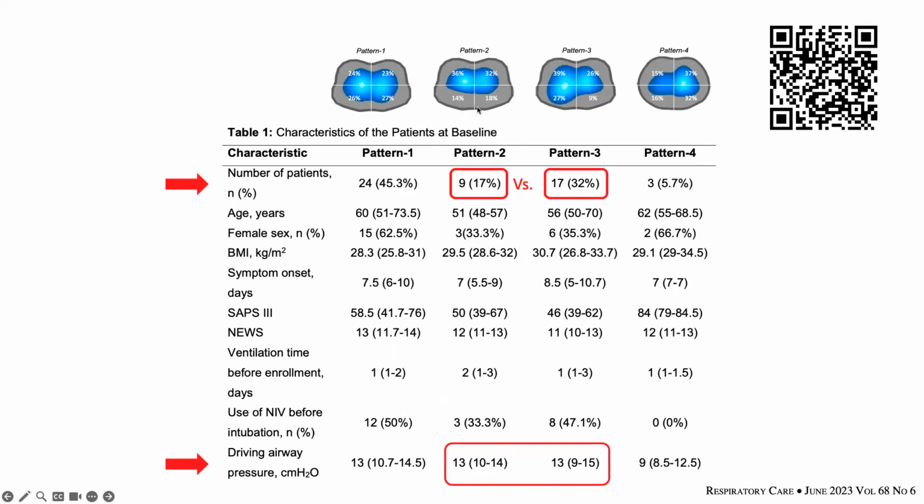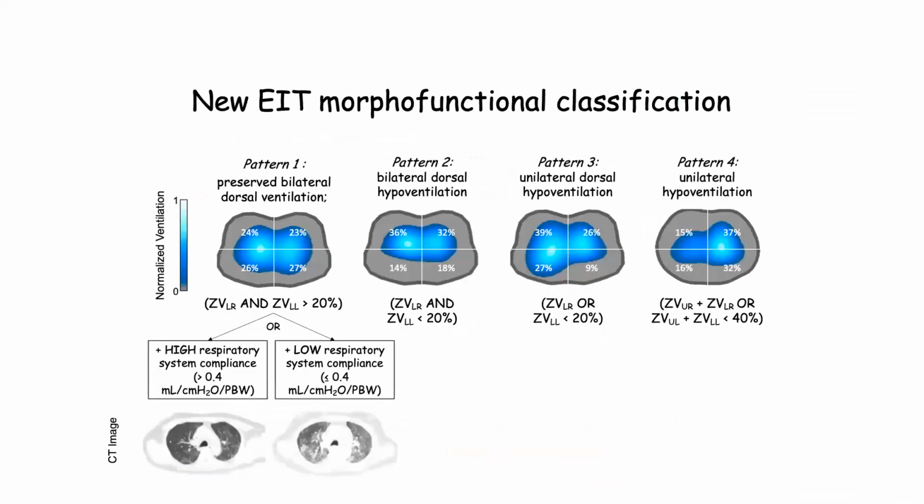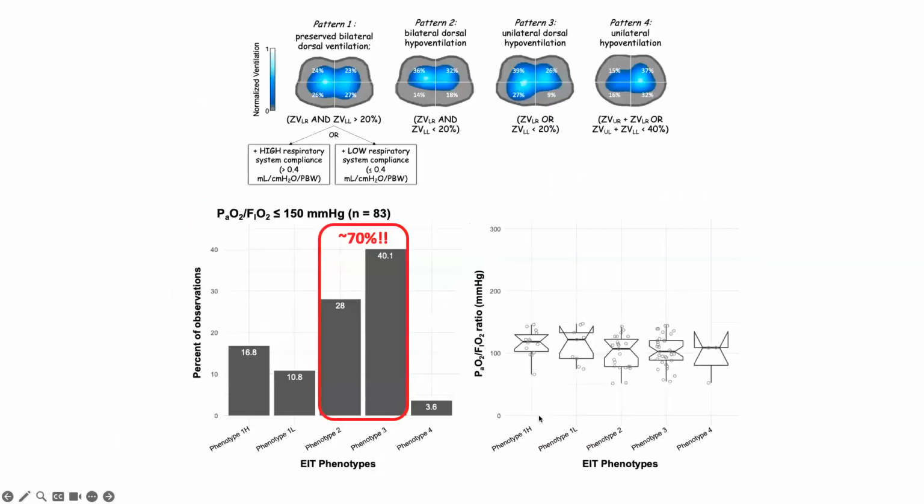have this kind of image, we may start thinking about improving the dorsal area, for instance, using prone positioning or increasing PEEP, and we may improve much more the mechanical ventilation, decreasing driving pressure. Currently, we are proposing this update of respiratory phenotyping using EIT, splitting this normal ventilation distribution between low and high compliance, because this may enrich our capacity to measure the respiratory function. And this is a nice example.